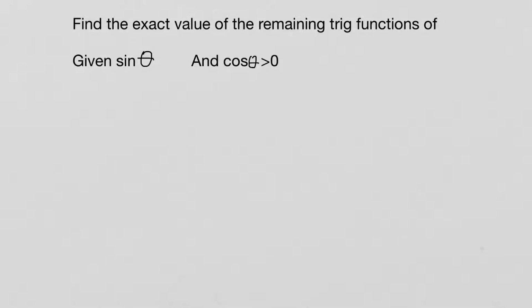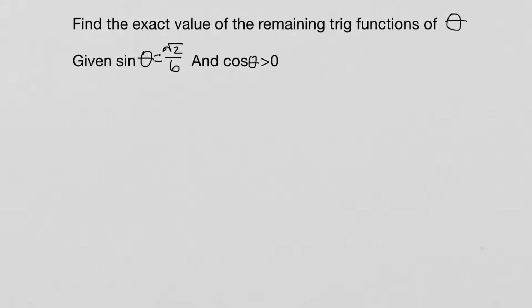In this problem, we're asked to find the exact value of the remaining trig functions of theta, if we're given that sine of theta is equal to square root 2 over 6, and cosine of theta is greater than 0. What this tells us is which quadrant we're in. Based on this information, sine is positive, cosine is positive. The only place that happens is in quadrant 1.